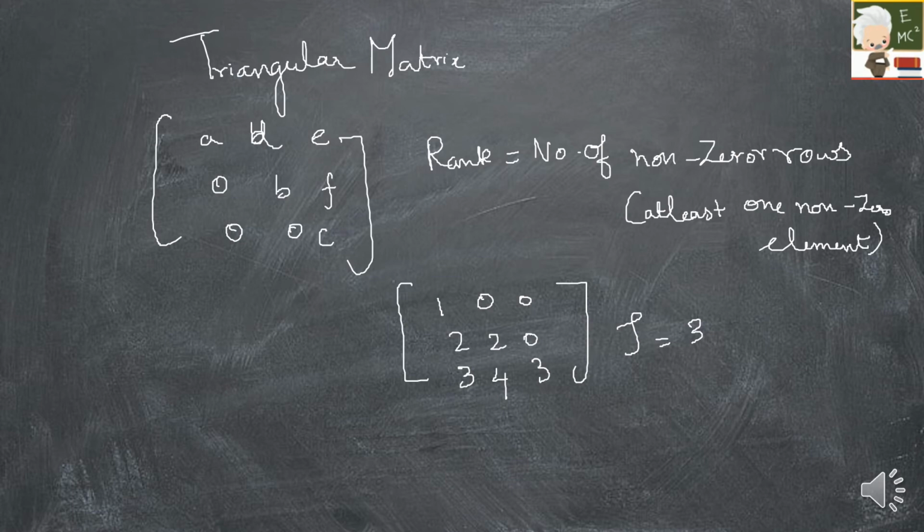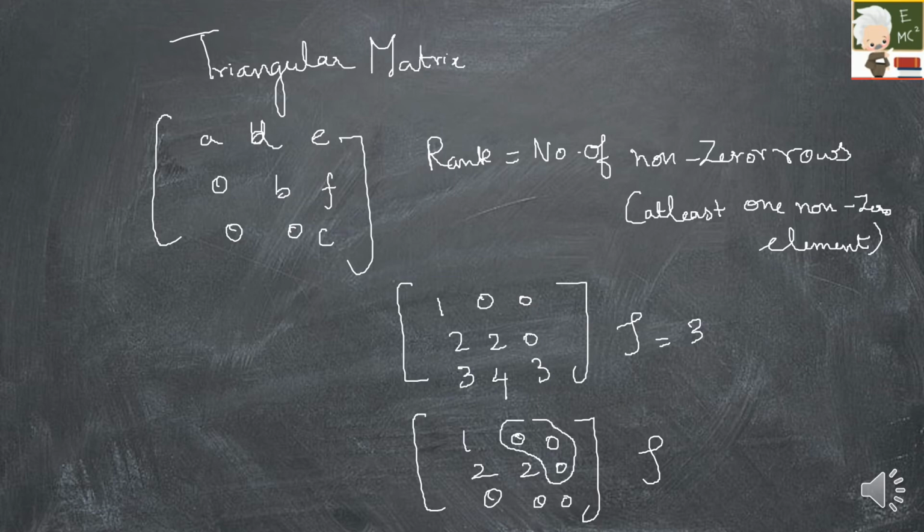Let me give one more example. Suppose you have 1, 0, 0, 2, 2, 0, and then 0, 0, 0. So now here it is again a lower triangular matrix, but you have only 2 non-zero rows. The last row is 0. So there are only 2 non-zero rows, so your rank will be equal to 2.